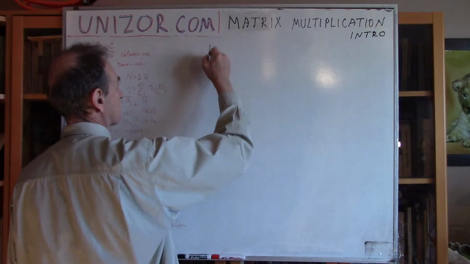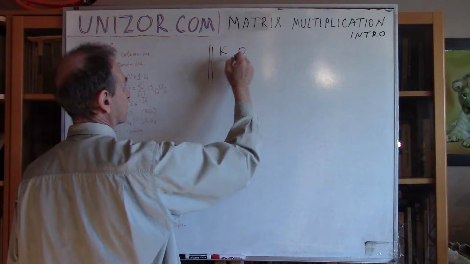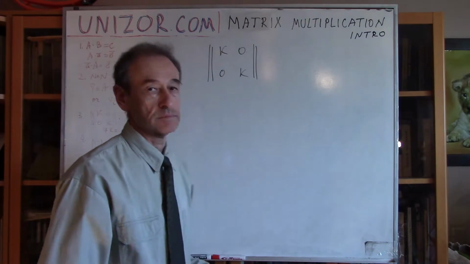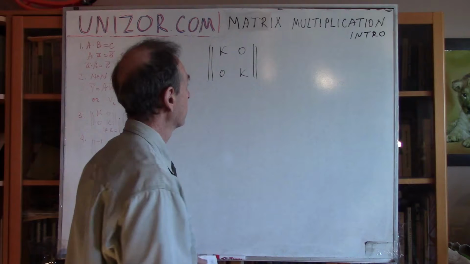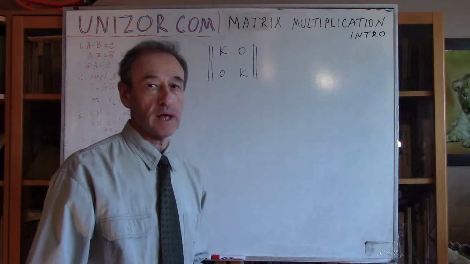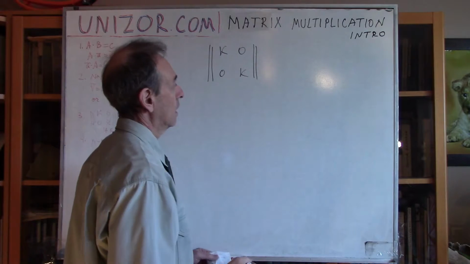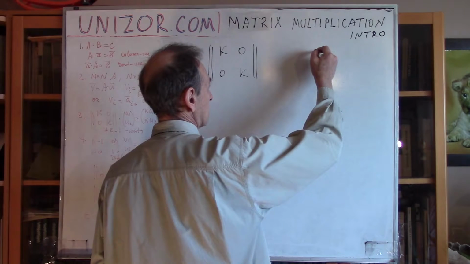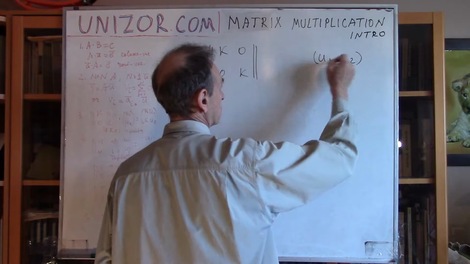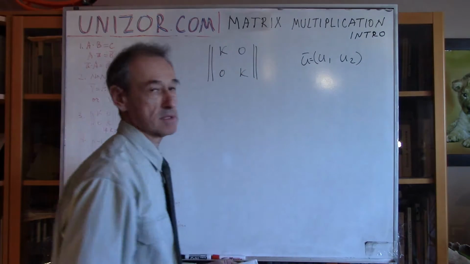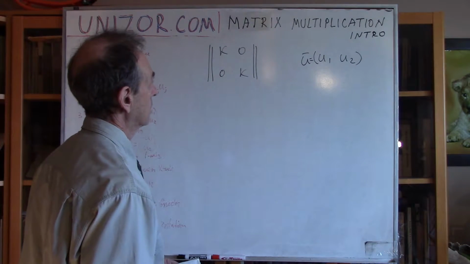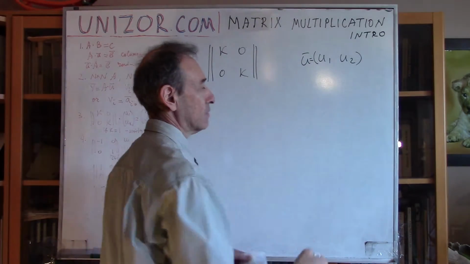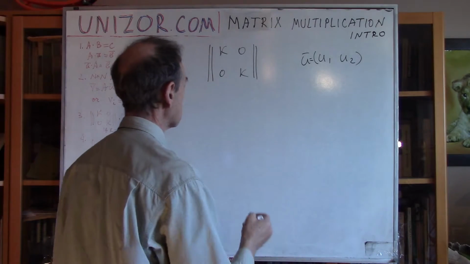Let's take the matrix 2 by 2, which looks like this, where k is some number. Doesn't matter what it is, just some real number. And I would like to multiply this by a vector. Now the vector is any vector, u1, u2, and see what happens. Okay, well, if I multiply the square matrix by a vector, I will get another vector. Question is, what kind of vector is this?